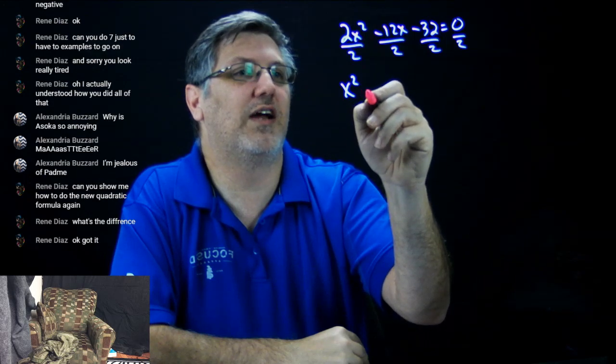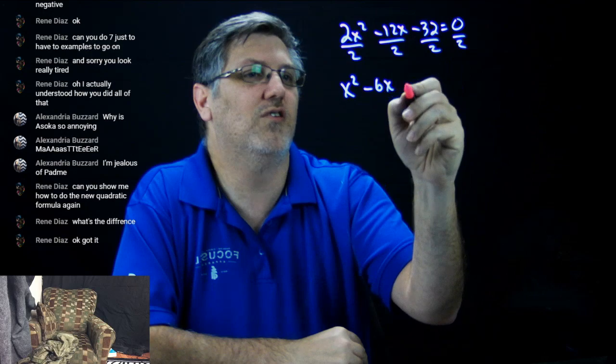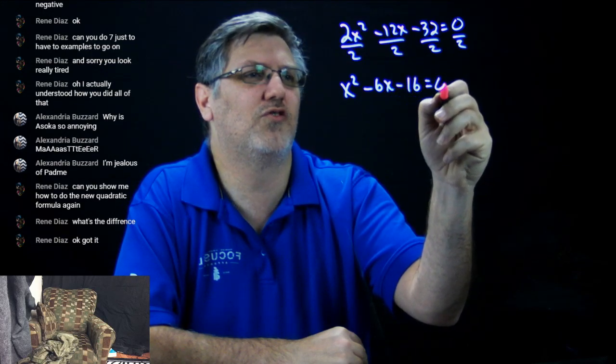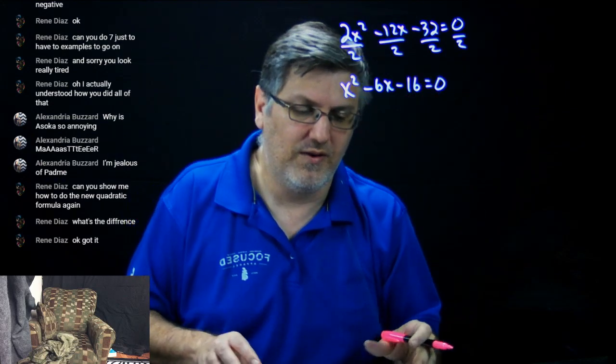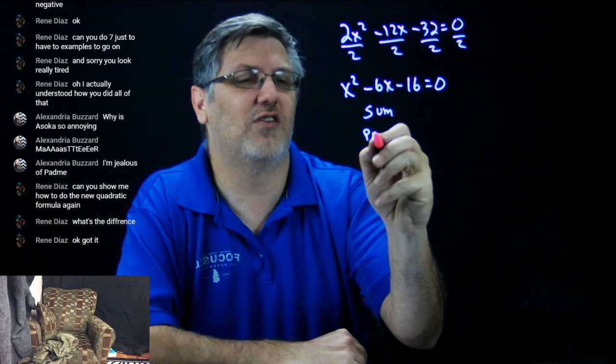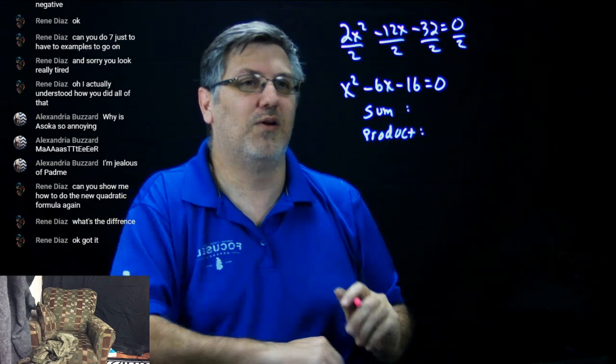This becomes negative 12 divided by 2 is negative 6x. And then negative 32 divided by 2 is negative 16 equals 0, because 0 divided by 2 is 0. Perfect. All right, now this is based on your sum and product. Let's see if I can remember, because I haven't done this in a while and it's still new. So see if I have it committed to memory.